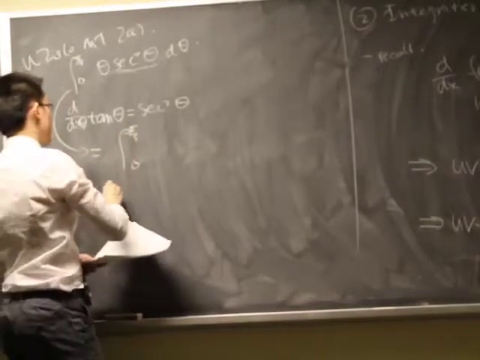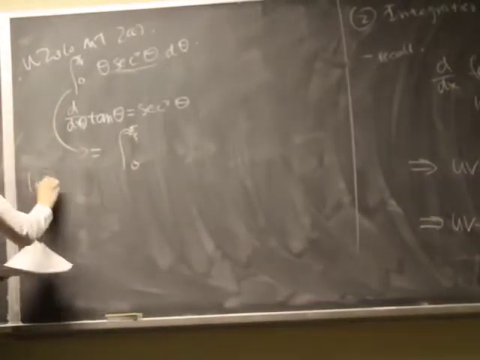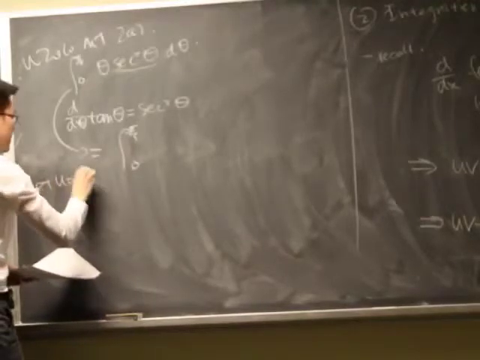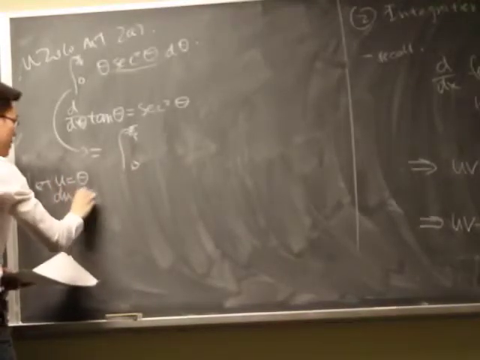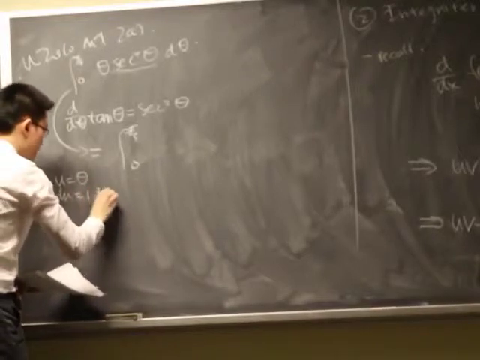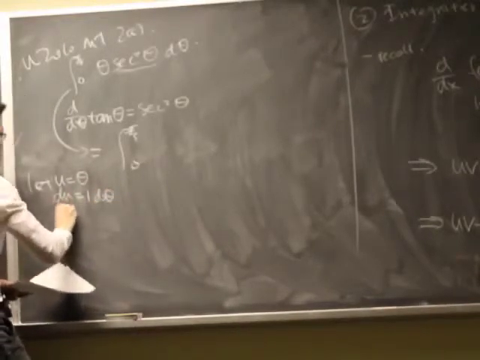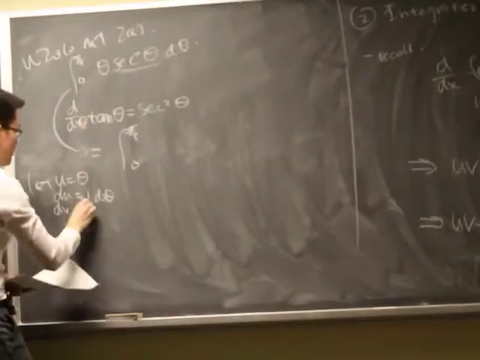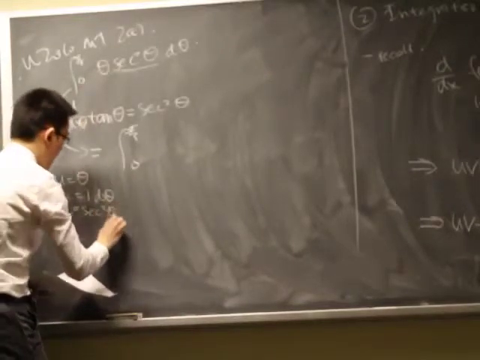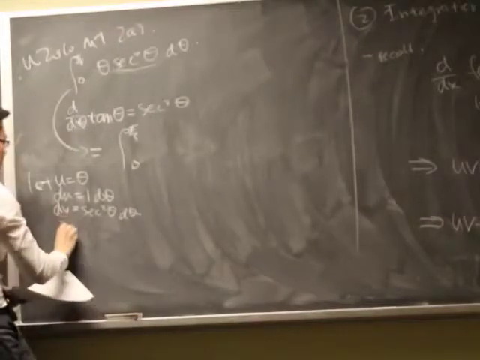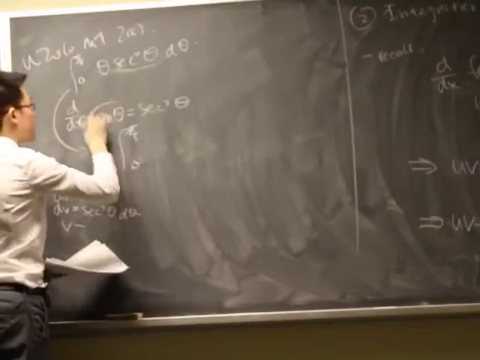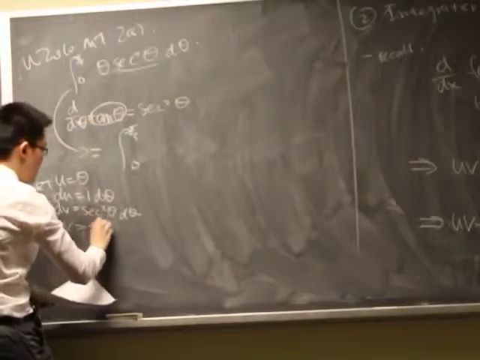This is going to become: let u equal theta, du equals 1 d theta, dv is equivalent to secant squared theta, and then v is the integral of that, which is just tangent of theta.